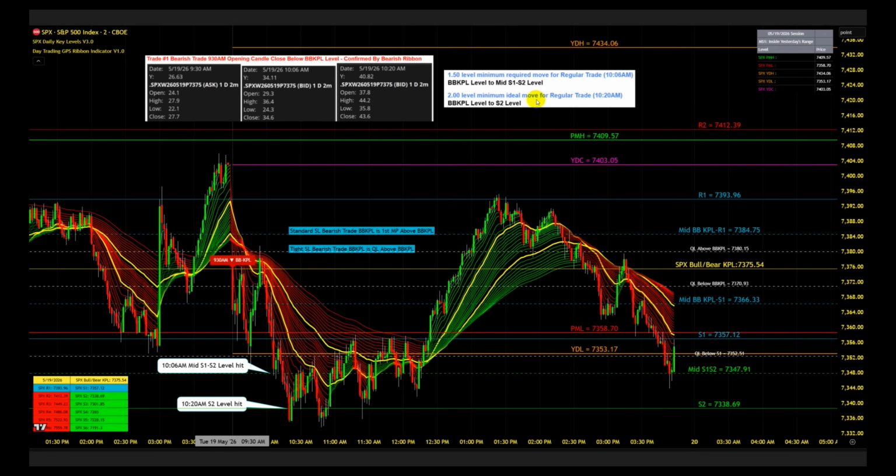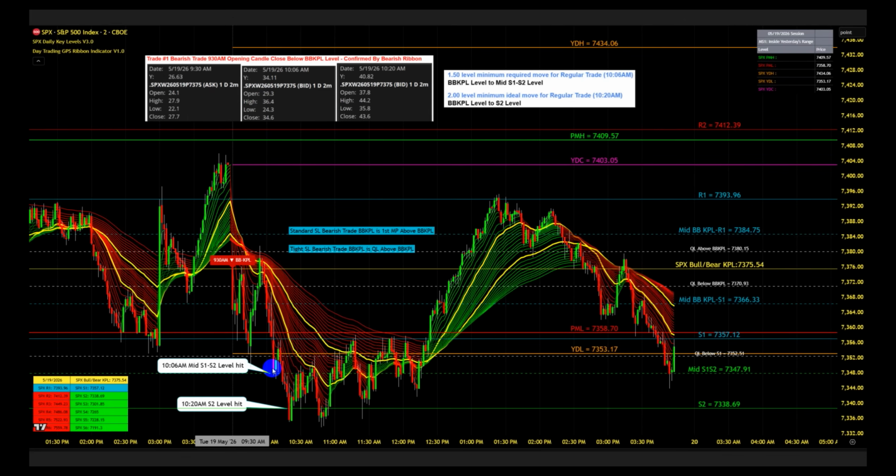The 2-level minimum ideal move was hit at 10:20 when it hit the S2 level here on this particular candle. As you can see here, this candle touched and then backed off, whereas this candle touched and then moved through it. So basing your adjustments or your exits on the close of the candle sometimes will work out in your favor, as in the case here, and sometimes it will work out not to your favor, as in the case here where it slightly backed off.